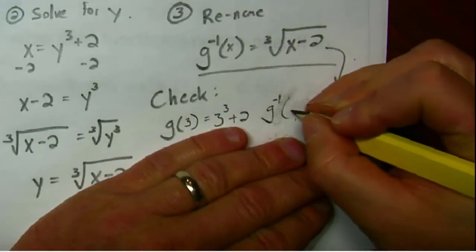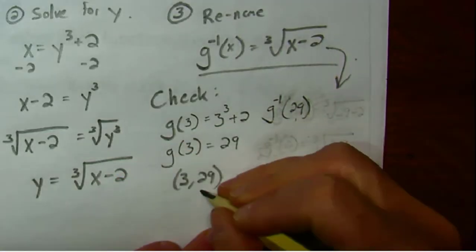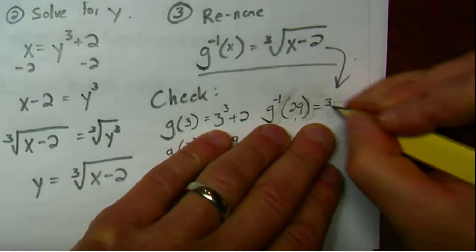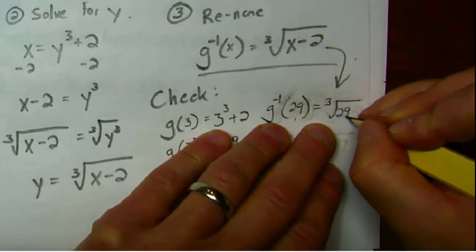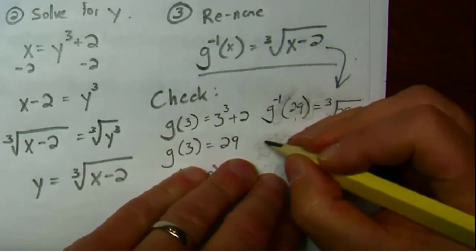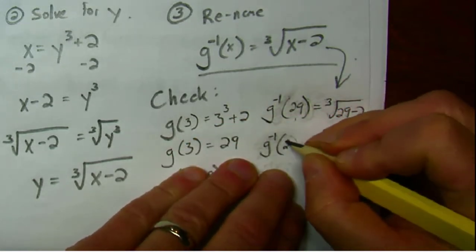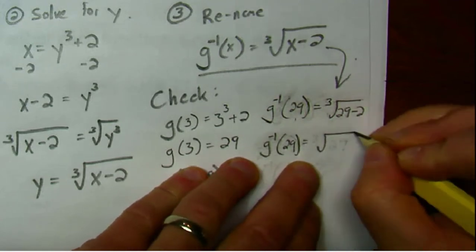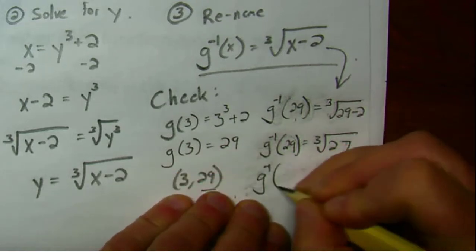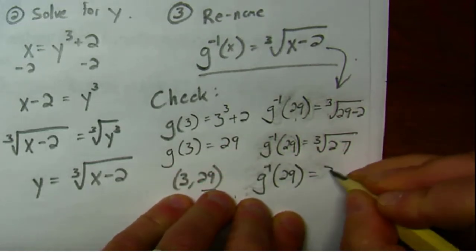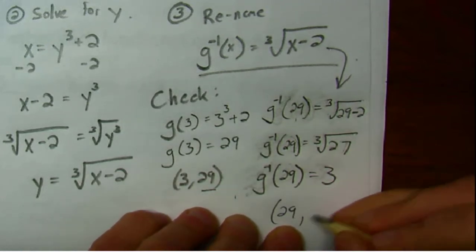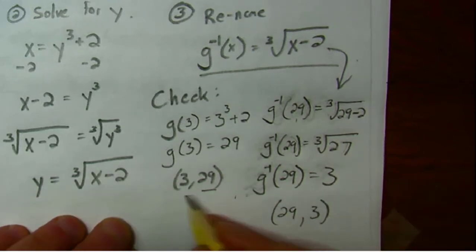Then g inverse of 29: we should be able to take our output here and plug it into our inverse function. g inverse of 29 then must be the cube root of 29 minus 2, or that means g inverse of 29 must be equal to the cube root of 27, which means g inverse of 29 is equal to 3. And that's exactly the result we'd hope for. It takes 29 and sends it back to 3, compared to the original function, which did the opposite.